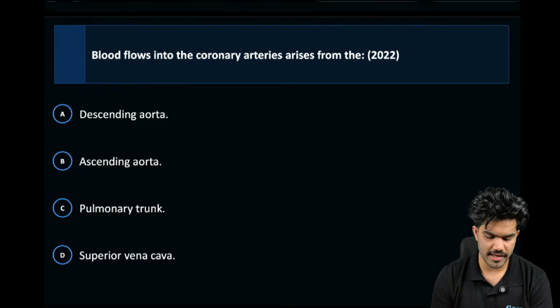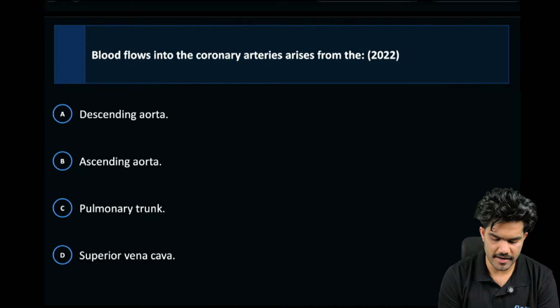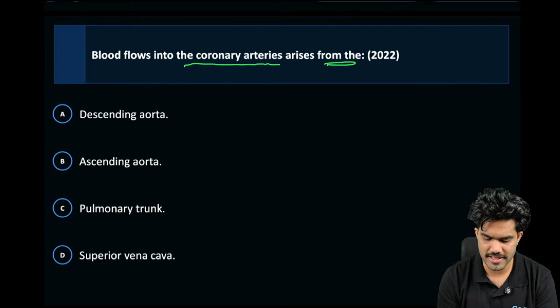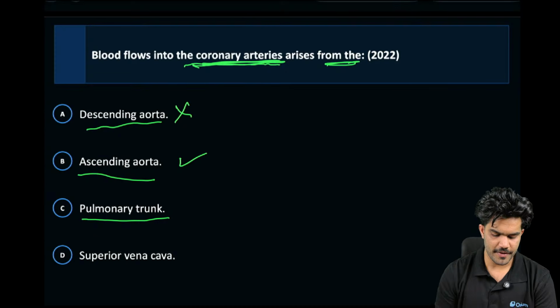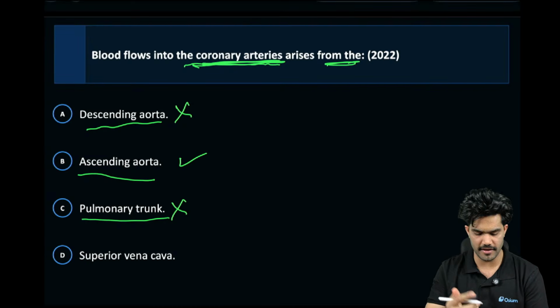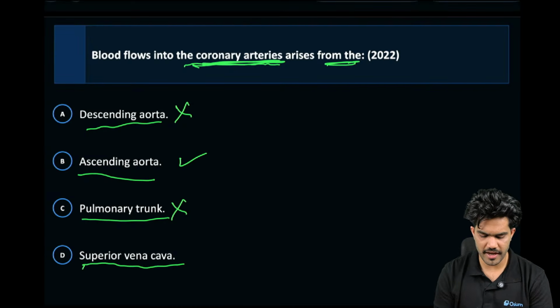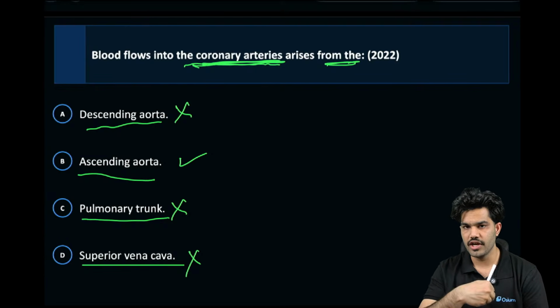Blood flows into the coronary arteries arise from. Let's see. Descending thoracic aorta? No. Coronary artery, where is it originating? Ascending aorta? Yes, I will mention the details. Pulmonary trunk? No. Pulmonary trunk will take the deoxygenated blood from the heart towards the lung. Okay. Superior vena cava? No. It will take the deoxygenated blood from all over the body towards the heart.